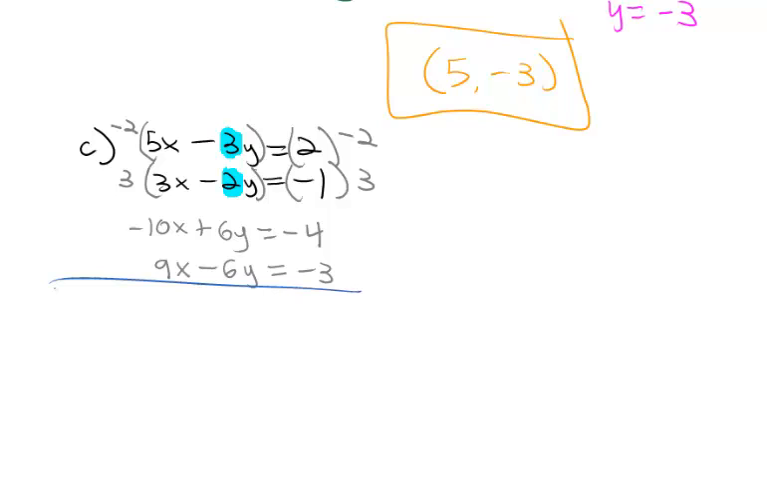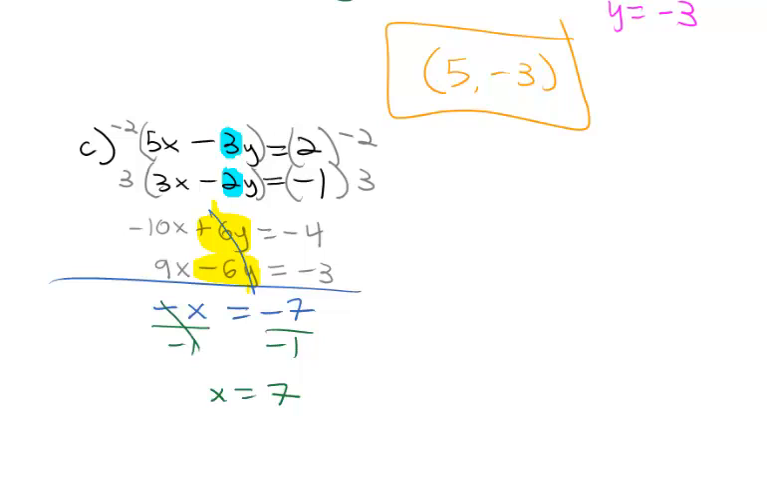Now we're ready to add those equations together because we have the opposites in front of the y's. 6y, negative 6y, those are going to subtract out to 0. Again, it doesn't have to be the y's. We could have done the x's and made it positive 15 and negative 15. We would have gotten the same result, but we picked on the y's this time. Negative 10x plus 9x is negative x equals negative 7. Dividing both sides by negative 1 gives us x equals positive 7.